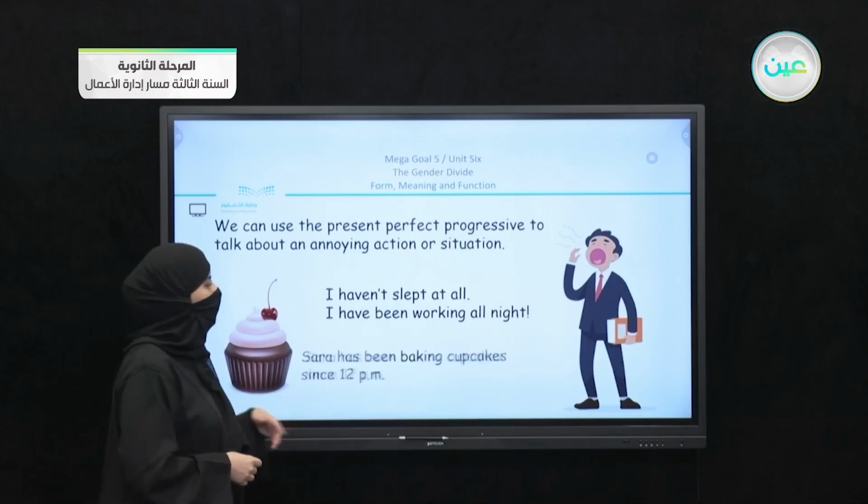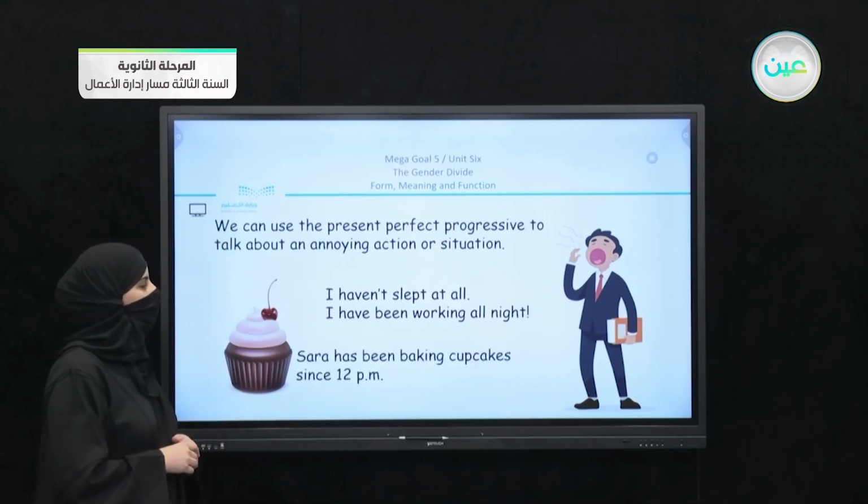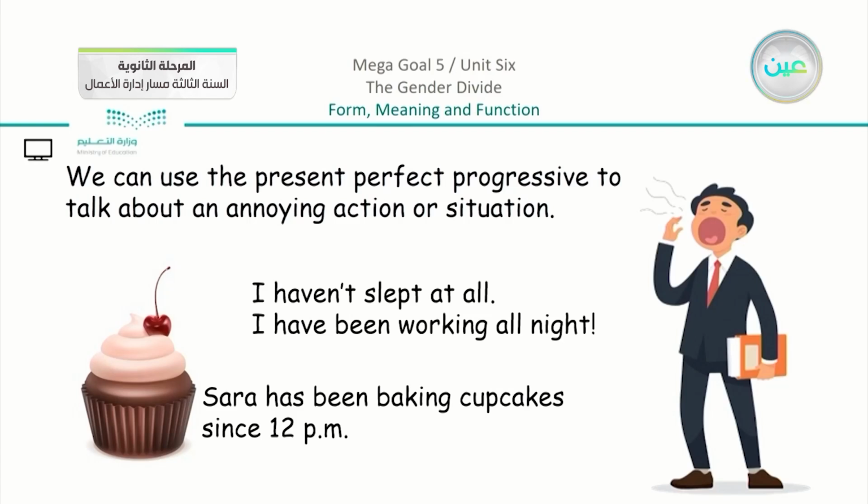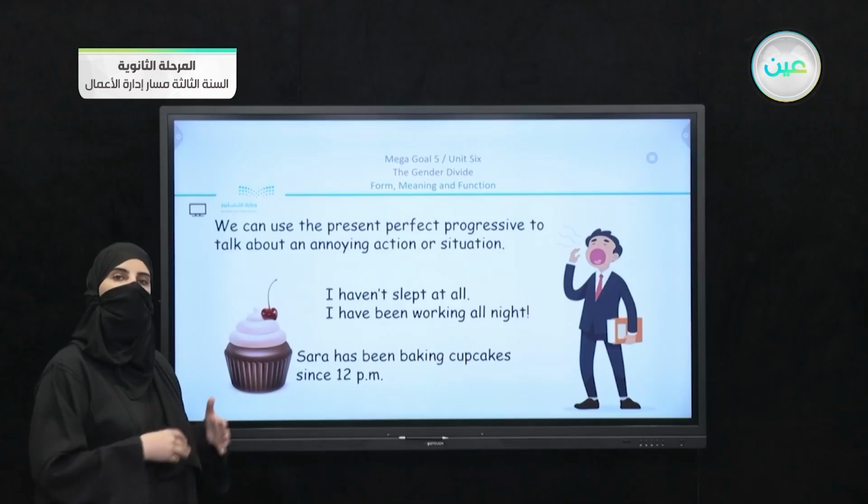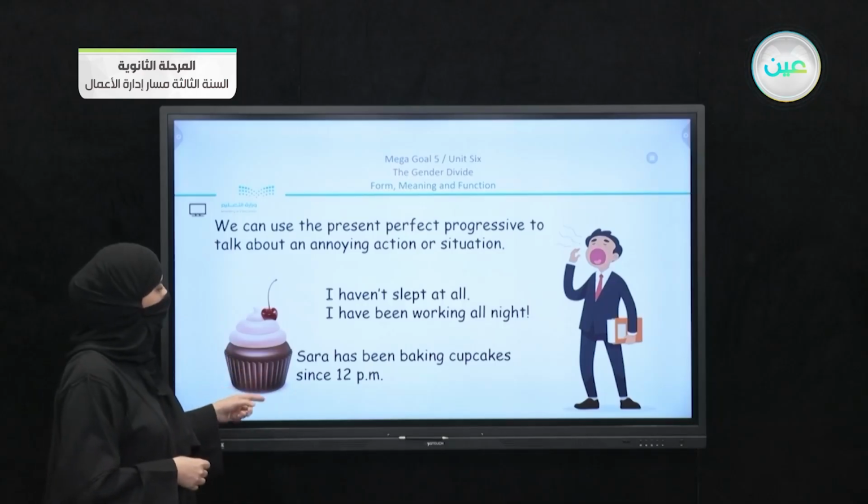Another example here, we can say that Sarah has been baking cupcakes since 12 p.m. We have here Sarah is singular. We have has been baking, and we are focusing on time, and we have the time, of course, mentioned, which is 12 p.m. Now, if you focus on the second sentence, we can see that we have here since 12 p.m.